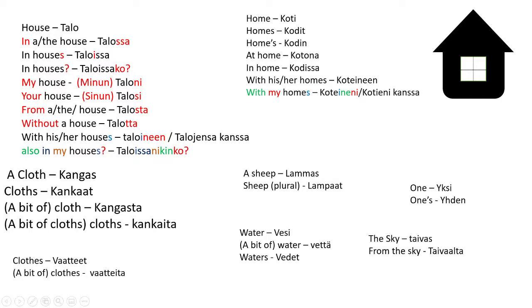And if you want to be fancy, you can say talojensa kanssa. Kanssa is the Finnish word for with. It is actually quite commonly used. And then also in my houses is taloissani kinko. I used the color coding here so you can see which part is which word.